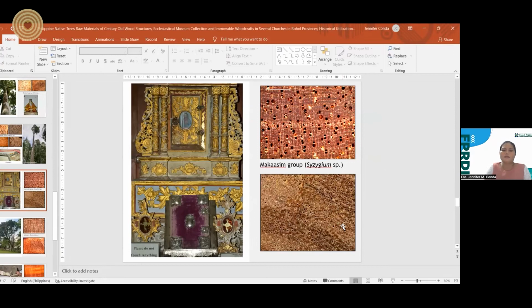Okay. Another species that we observe is the Syzygium species, and the altar piece and the designs are made up of this group, Syzygium species. This is Myrtaceae, and Syzygium species is under class 2 with moderately high strength. They have reddish brown heartwood and moderately fine texture. They are hard and heavy, and they also possess pinkish deposits.